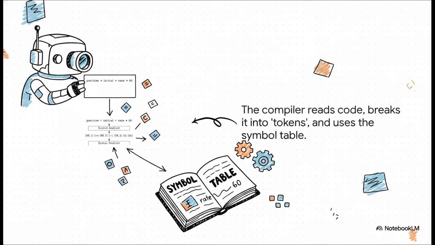Okay, so how does this all come together? Well, as the compiler reads your code, it breaks it down into these little pieces called tokens. And whenever it bumps into a name, like rate, it immediately goes and looks it up in the symbol table. And the table tells the compiler everything it needs to know. Rate is a float, and here's where you can find its value. The symbol table is the key. It's what unlocks the meaning of your code.